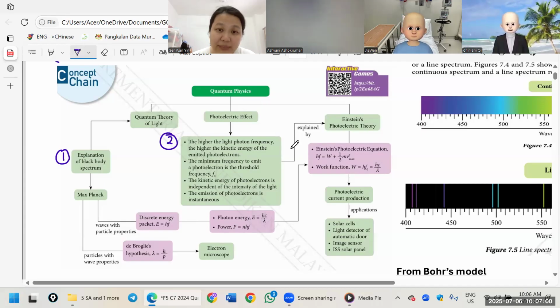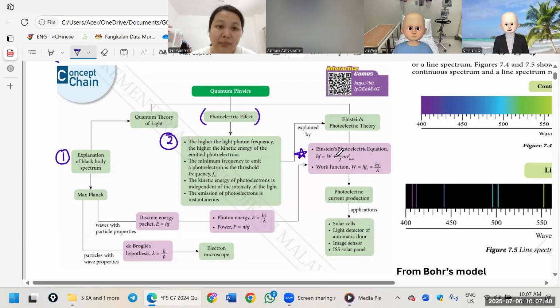So we come to the Einstein study. It's a bit related but not too much. I'll focus on this formula first. Then the applications are solar cell, light detector, door, and image sensor. I don't know, so never mind. We focus on the photoelectric effect today.